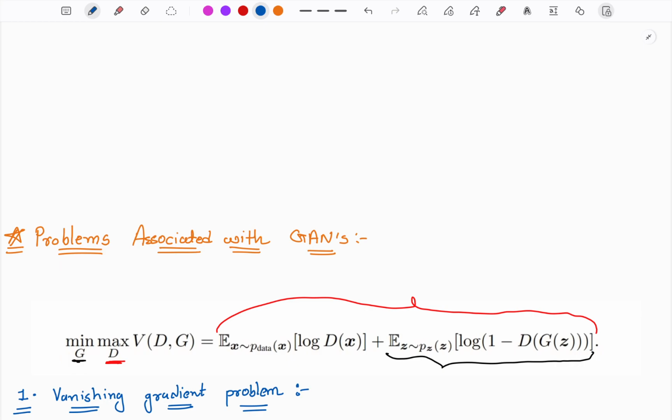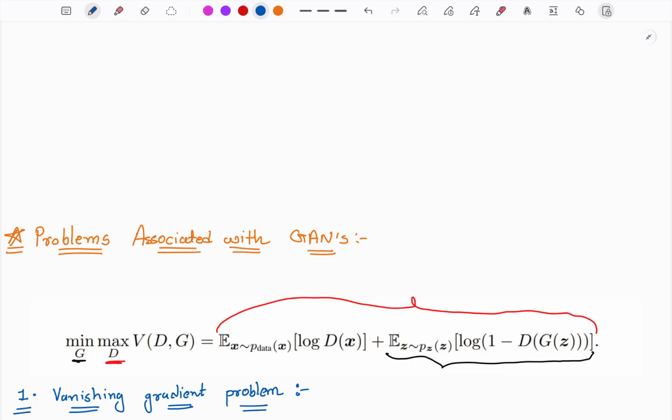But in today's video, we are going to discuss the problems associated with the initial GAN, because right now we are only discussing the initial level of GAN, which was introduced by Goodfellow in the year 2014-15. So let's start our discussion.